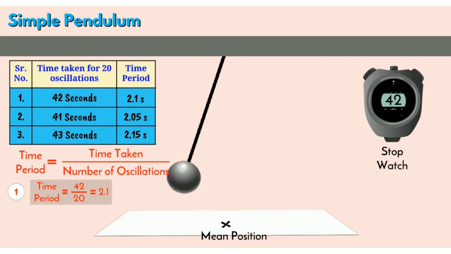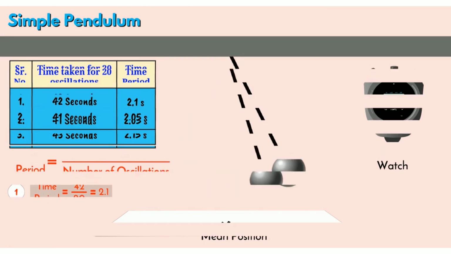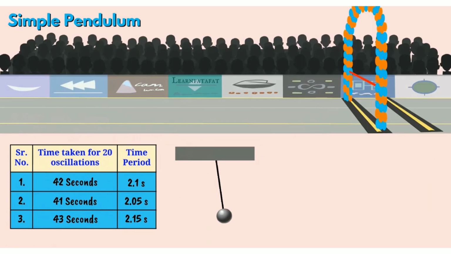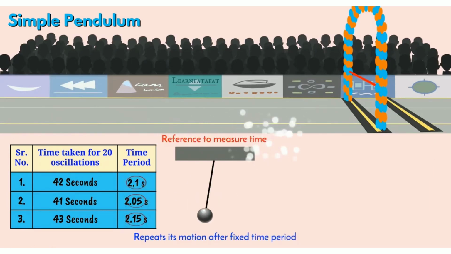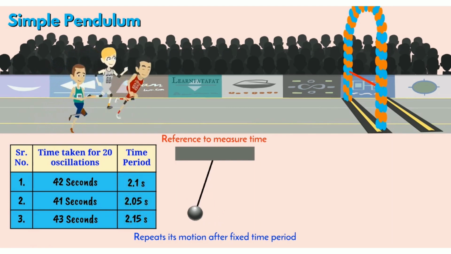Yes, you will find that the time period is the same in all the cases. A simple pendulum repeats its motion after a fixed time period. We can take it as a reference to measure time. In fact, we can use any periodic motion to measure time.